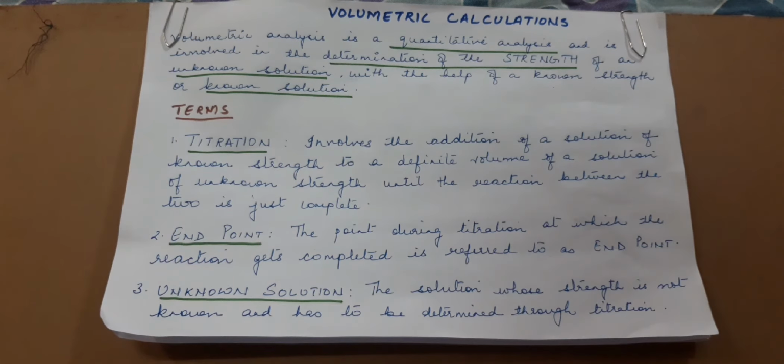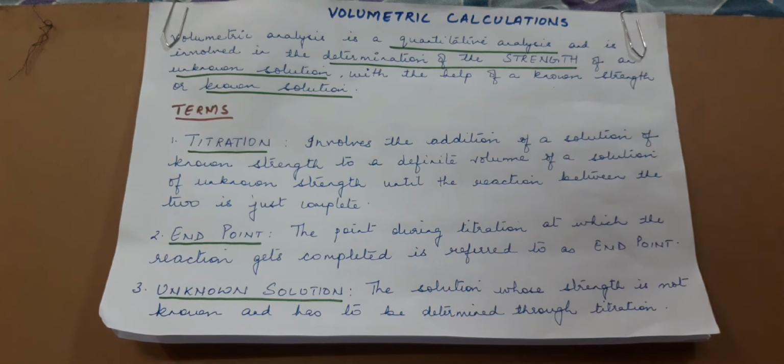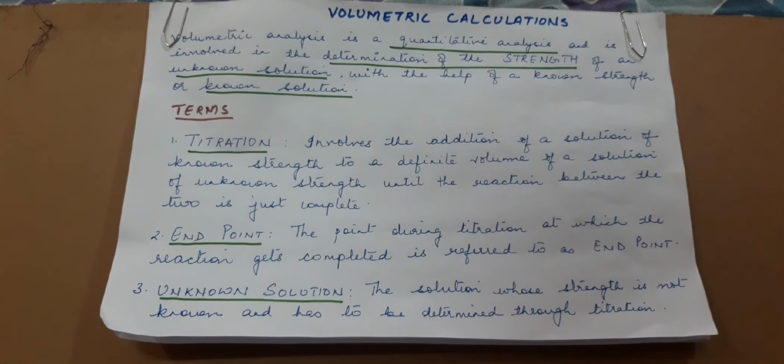So when we say titration, what is titration? It involves the addition of a solution of known strength to a definite volume of a solution of unknown strength until the reaction between them is just complete. And that particular point, when the reaction gets just completed, we say is the end point. So the point during the titration when the reaction just gets completed is the end point. So we'll come to the different terms.